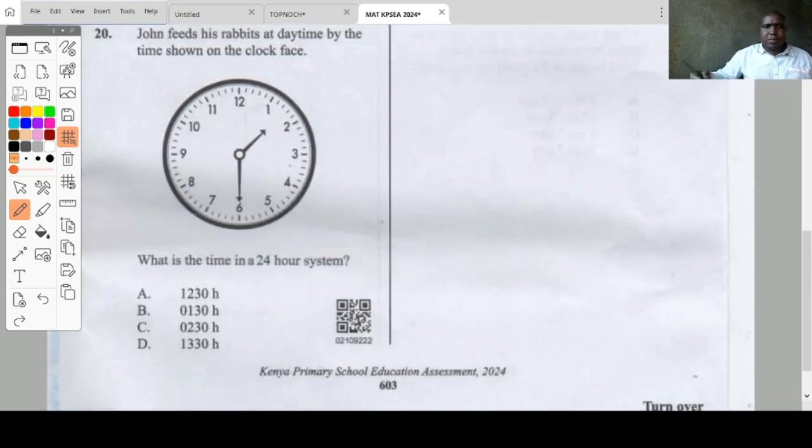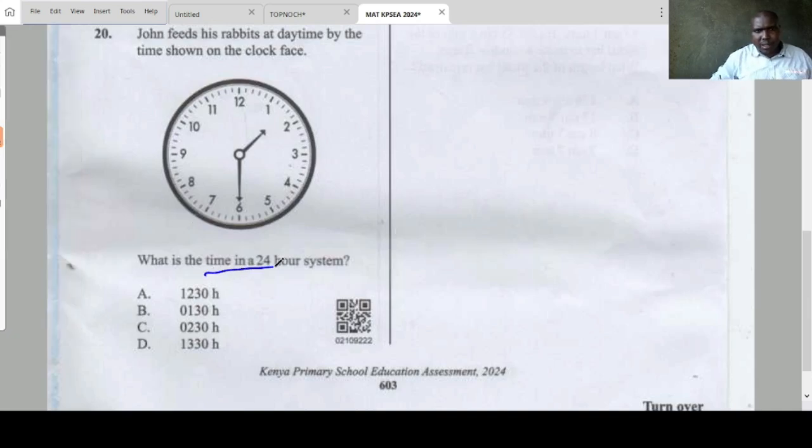What is the time of the day in the 24-hour system? The time of the day, daytime. So this one is 1 o'clock, 30 minutes. 1:30, saa saba na nusu. Kama ni mchana, during the day, then it is 13:30.